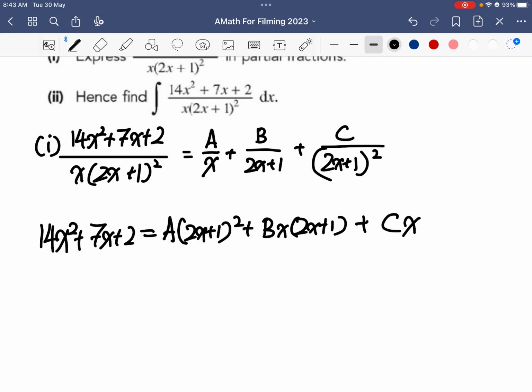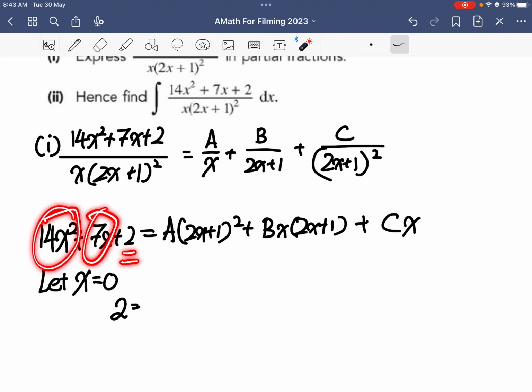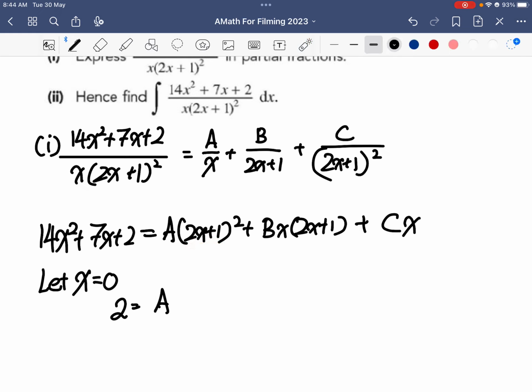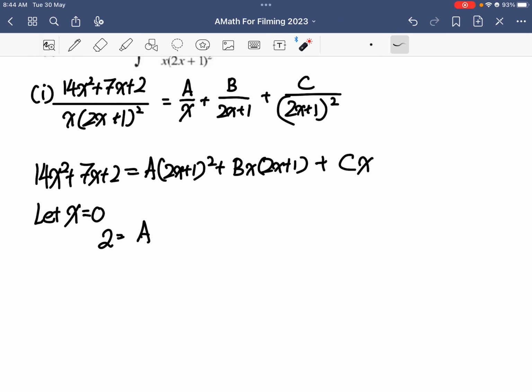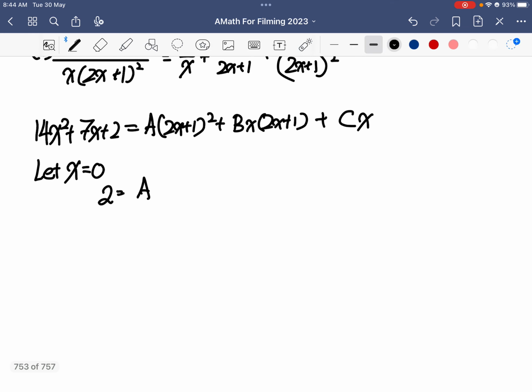Now, we need to substitute appropriate values for me to find the values of a, b, and c. First one, I think the obvious choice is to let x equal 0. Left-hand side, you get 2. Why 2? I won't explain this any more after this for the other values. Here, 2 times 0 plus 1 is 1. Therefore, here we get a. Then b times 0, the whole term becomes 0. c times 0, this whole term becomes 0. Hence, very quickly, when x is 0, my a value equals 2.